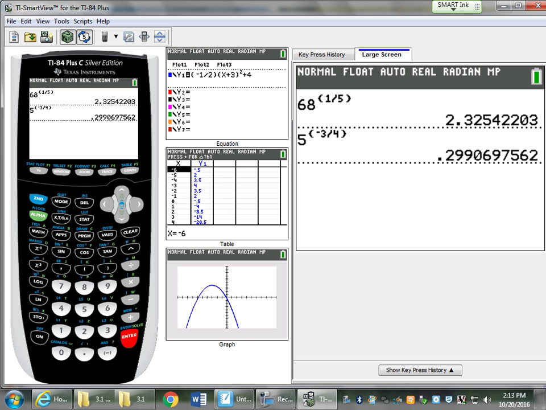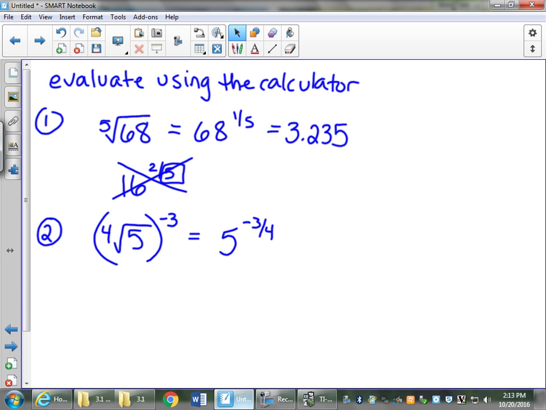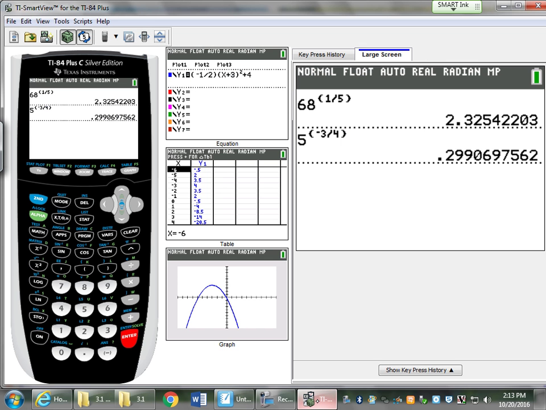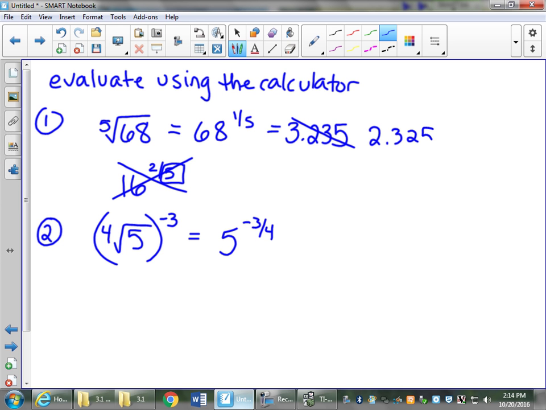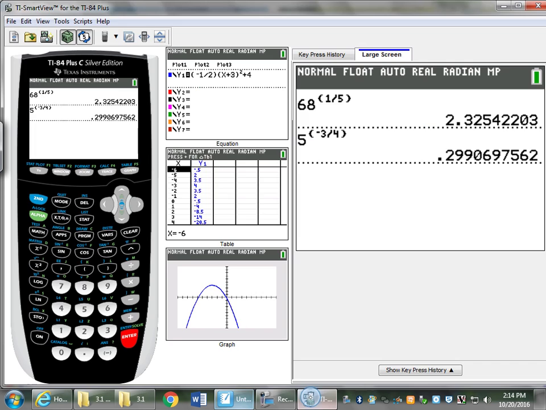0.2999. I think I messed up on that last one. Sorry, guys, when I copied the answer. The last one was 2.325, and I totally did not write that. 2.325. I got my 2's and my 3's mixed up. And this one was, again, 0.299. Sorry.